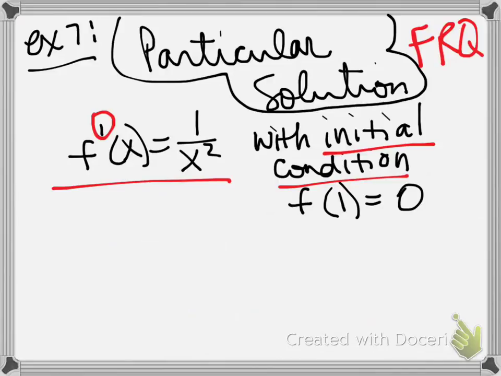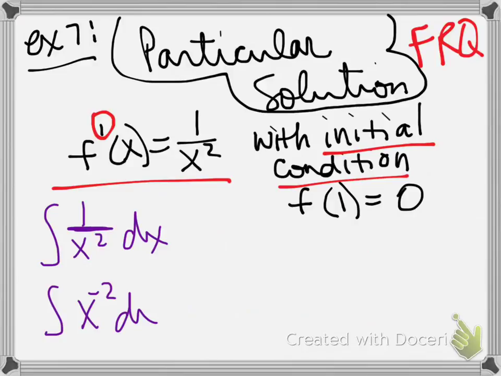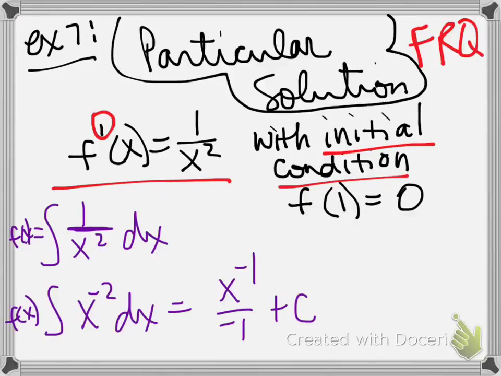To do this, we're just going to start off by integrating our differential equation. 1 over x squared is our differential equation. Just rewriting it. So the integral of 1 over x squared is the same thing as the integral of x to the negative 2. And to integrate that, I get x to the negative 1 over negative 1 plus c. Now what I should say about this is that this is really equal to f of x. Okay, so my f of x is now negative 1 over x plus c.